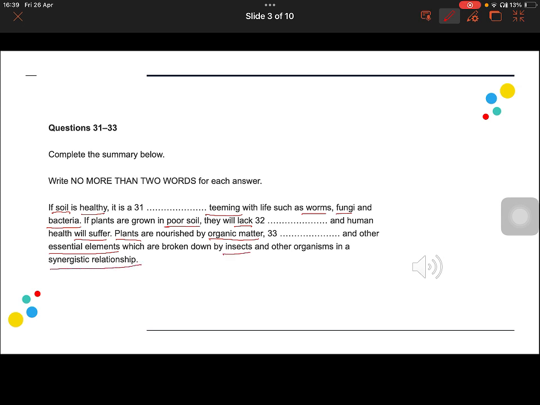All right, so this was all about underlining the major keywords in the question, which may allow you to listen to the speaker and grasp the answer that you are looking for. Now I'll play the audio and let us do this question together.